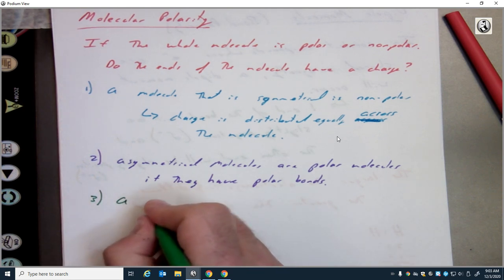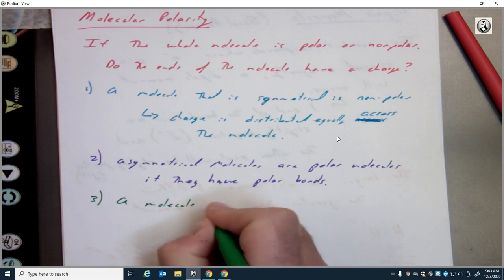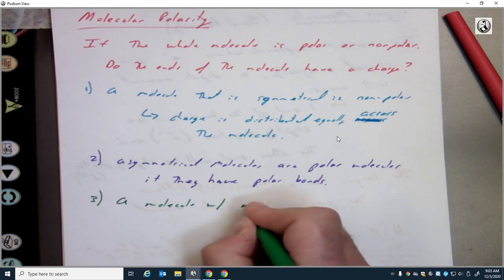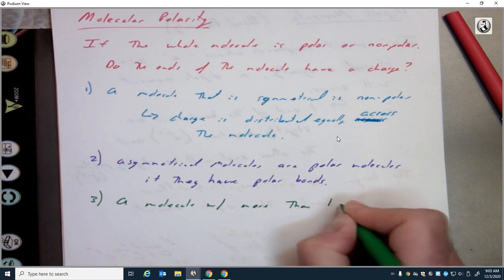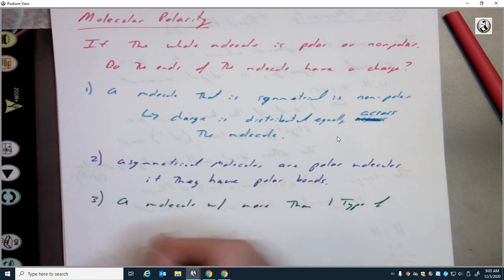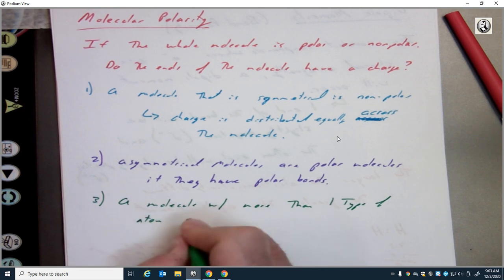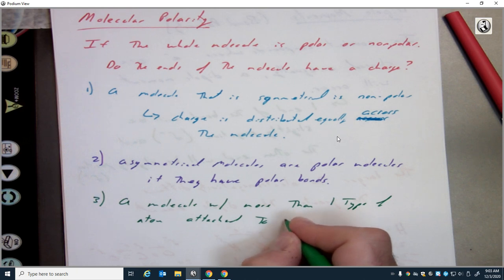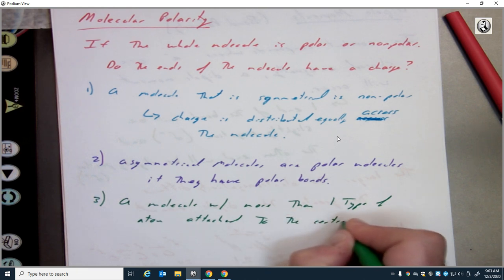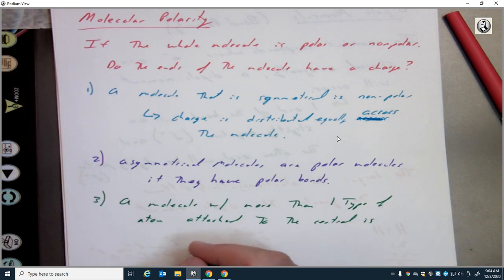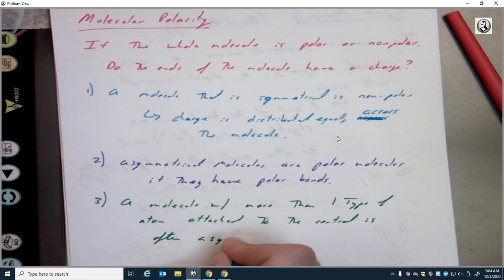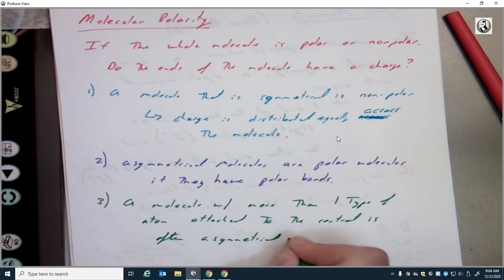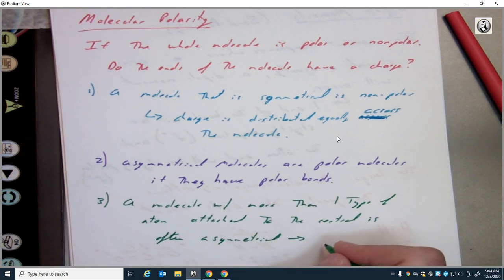A molecule with more than one type of atom attached to the central atom is, let's just say, often asymmetrical, which makes it a polar molecule.